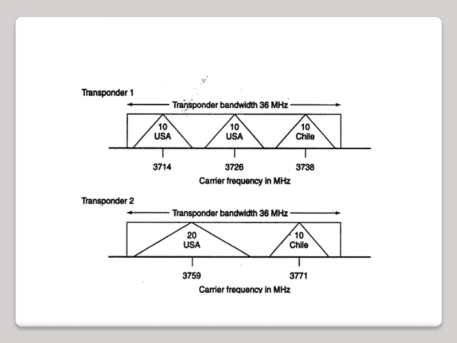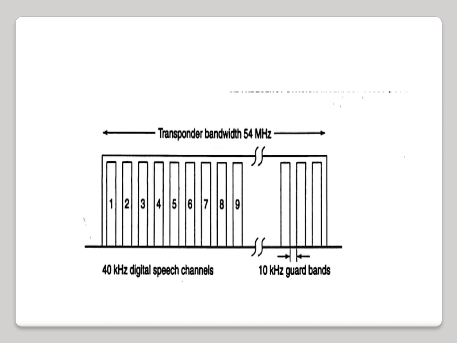This is another representation of FDMA. Here we can see the guard band also. So here channel 1, channel 2, are separated by a guard band. The total bandwidth is 54 megahertz. It is divided into different channels. Each channel is of 40 kilohertz. These channels are separated by 18 kilohertz guard bands.